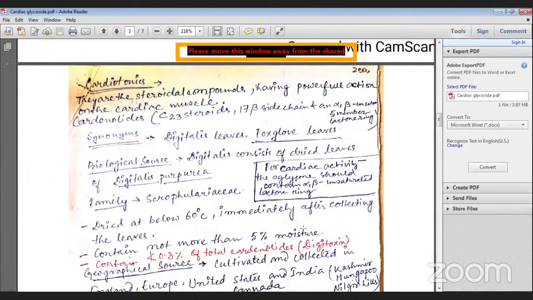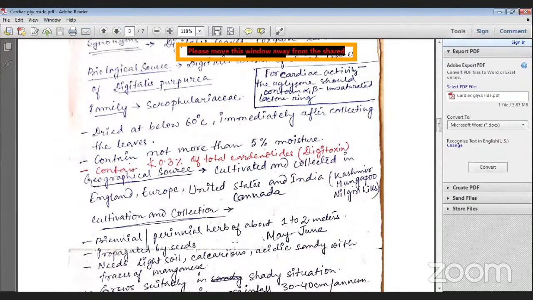Next, there are two types of glycosides mainly present in digitalis. One is the primary glycoside and another is the secondary glycoside. And the total cardenolides present in digitalis is not more than 0.3%, which is the digitoxin.